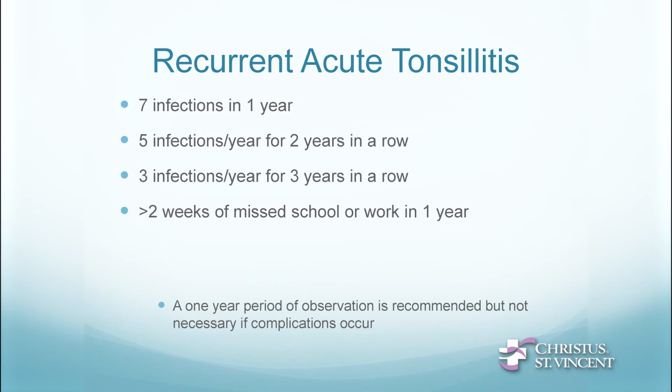So obviously you would be watching your child if they didn't meet that 7 infections a year, maybe they're having 5 and the second year is looking like they're still having a lot of infections. And then next is 3 infections a year for 3 years in a row. The other thing that we might think about taking the tonsils out for is if your kids are sick enough that they're missing more than 2 weeks of school. Generally, with this recurrent acute tonsillitis, we are watching the patients for about a year or more, but that's not necessary depending on if there are complications associated with a severe infection.